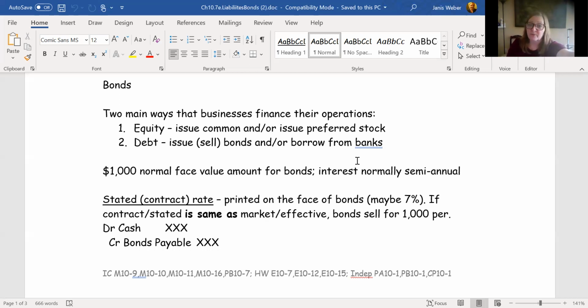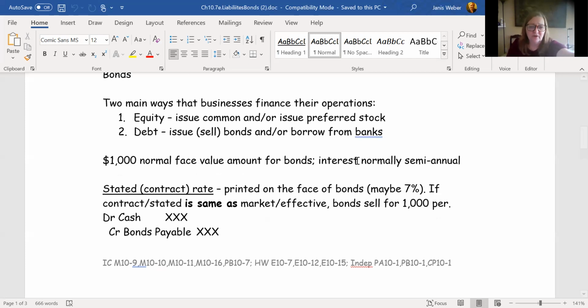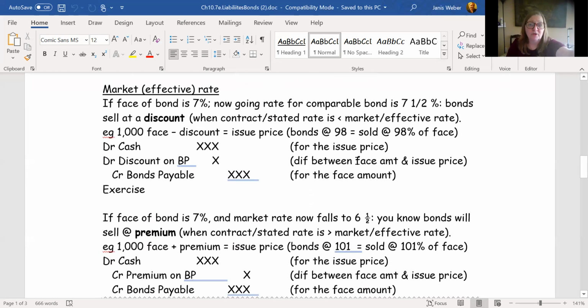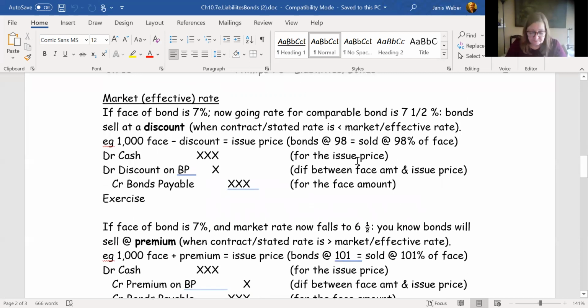So that just never happens, honestly. I mean, it's possible that it could happen, but it's just not very likely because fluctuations in bond rates happen every day, even multiple times a day. So there's not a lot of likelihood that you would issue it for exactly its face amount. So that leaves us with, well, then what do we do? Okay, we're going to talk about the market rate or the effective rate.